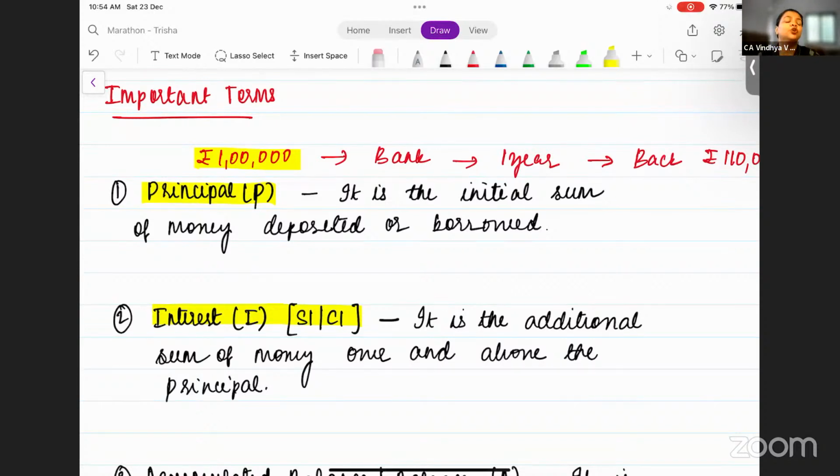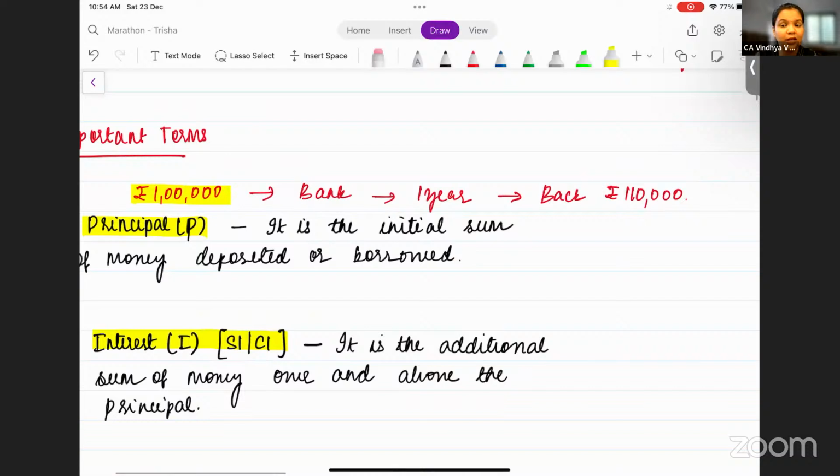So what happens when you deposit money into a bank is you will get interest. That additional sum of money that you get is nothing but your interest. Now see here in my example, you deposited 1 lakh, but what did you get? You got 1 lakh 10,000, right? This 10,000 is your additional sum, that is your interest.